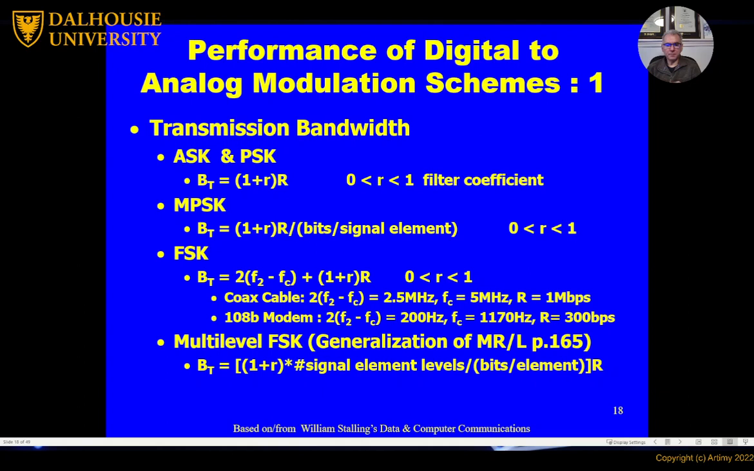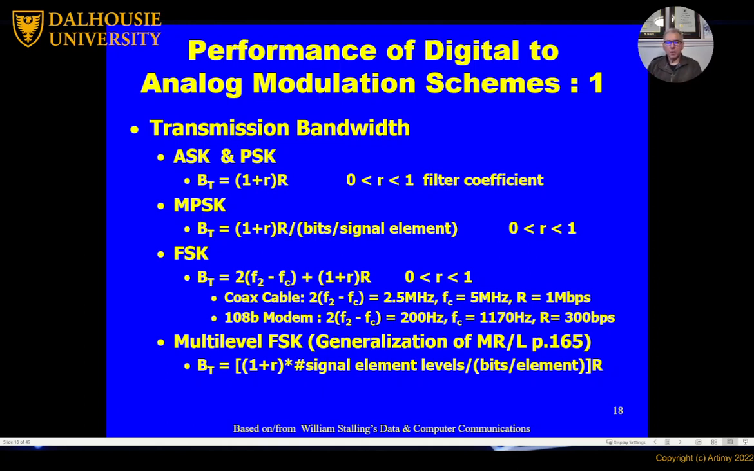Notice that in these formulas, the capital R represents the bit rate, and the small r represents a filter coefficient. The filter coefficient is a value between 0 and 1. And we have the bandwidth. As I said before, just a few minutes ago, we need to make the bandwidth small, right? Making the bandwidth small or limited is what we need to achieve, because the bandwidth is the resource that we don't have. So we need to put as much data within as small a bandwidth as possible.